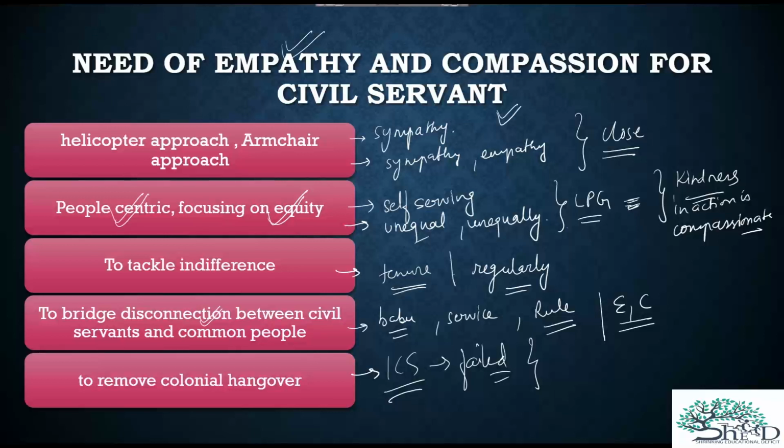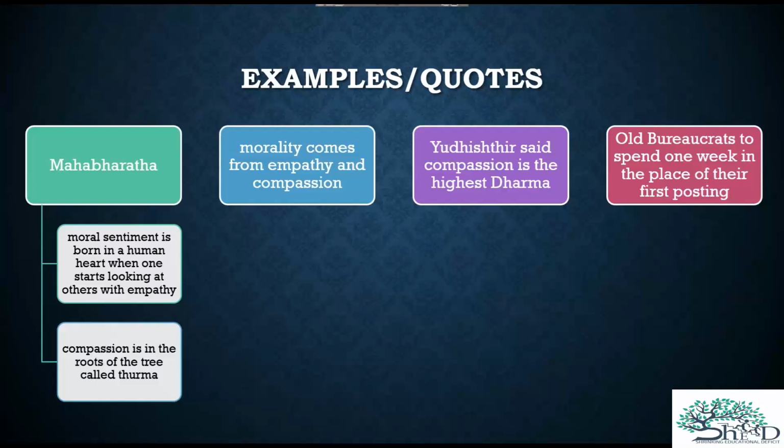Some people are highly empathetic. They can actually feel sorrow and try to understand. They have a wide range of understanding. Let's move on to the next. I hope you have understood the need for empathy and compassion for a civil servant. Now let's take some examples.